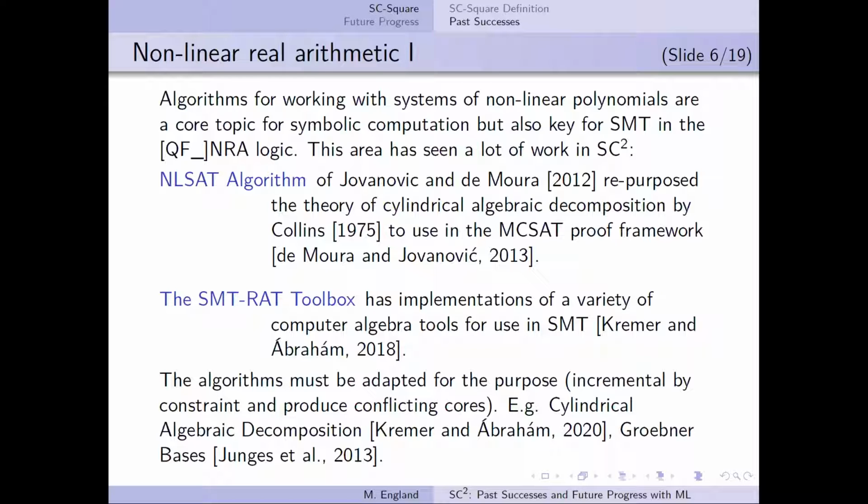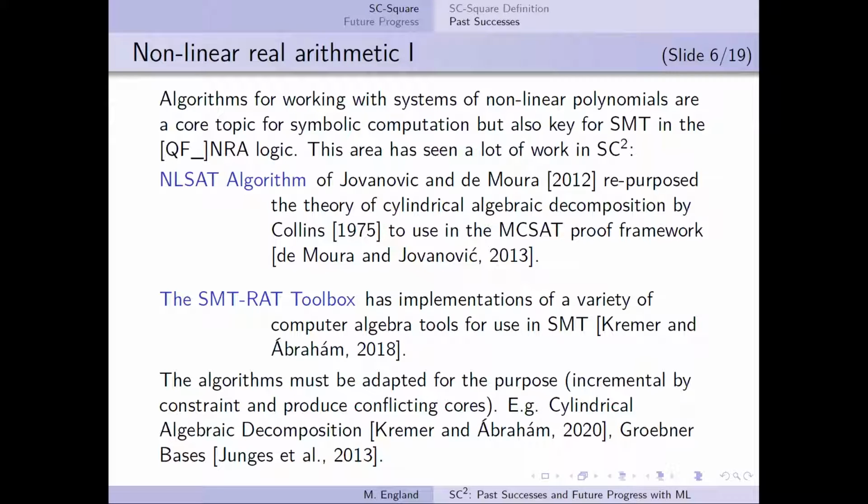Another one that I really wanted to flag up is the SMT-RAT toolbox, developed at RWTH Aachen. And this has implementations of a wide variety of computer algebra tools, not just cylindrical algebraic decomposition and NLSAT, but lots of other things as well, Gröbner bases, for example. And these, again, are not simple re-implementations, but these algorithms are adapted for the SMT community purpose, so for the purpose of searching for satisfiability.